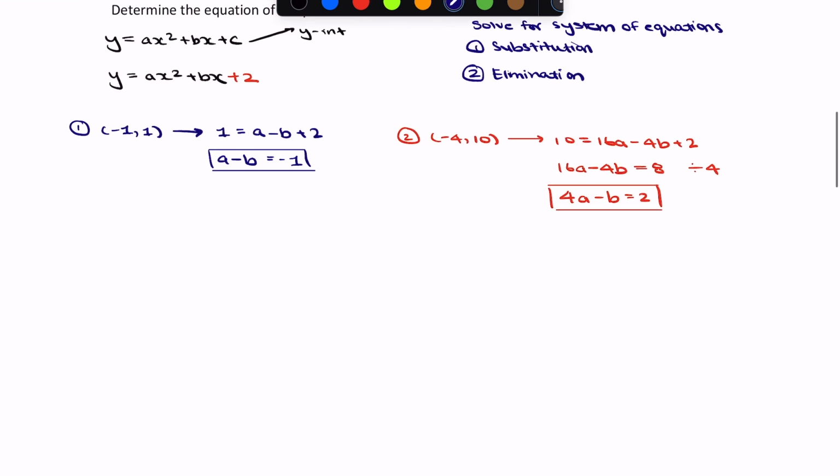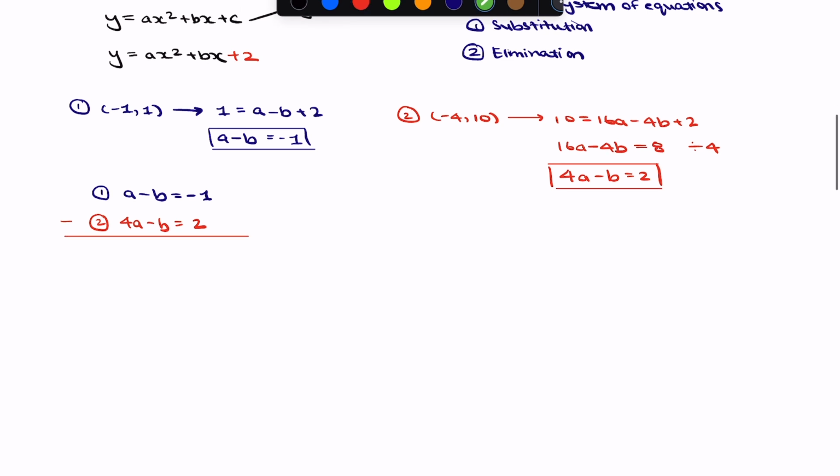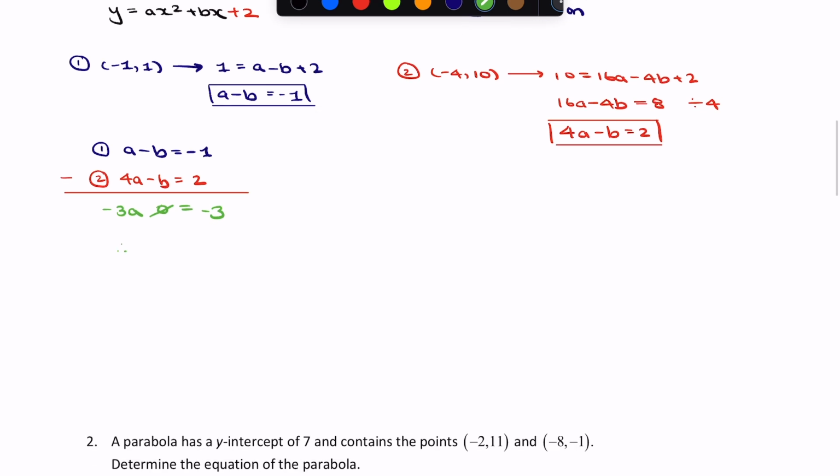So we'll take equation 1, which is a plus b is equal to -1. And we'll take equation 2, which is 4a minus b is equal to 2. Here we're going to subtract. And we'll be given -3a, and the b's will cancel out, is equal to -3. So therefore, a is equal to 1.